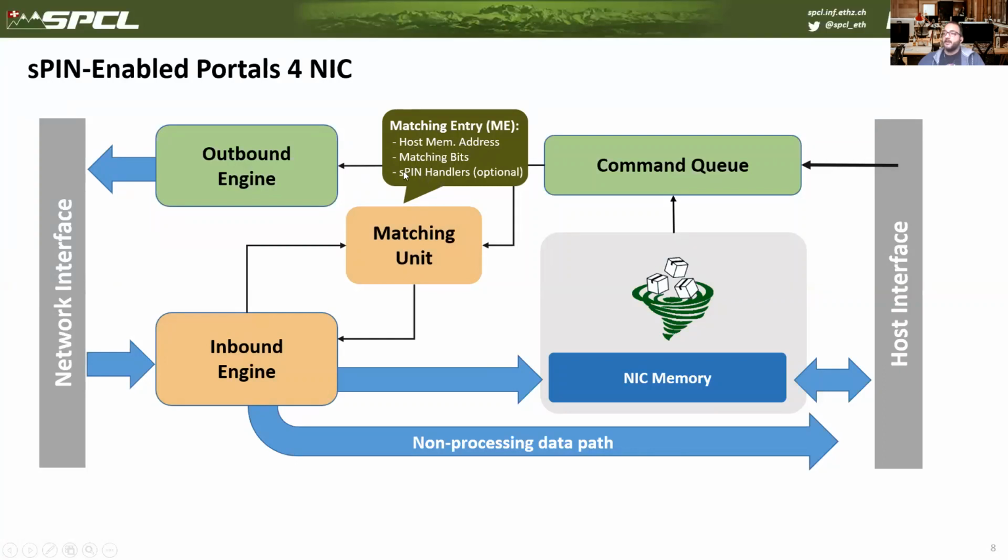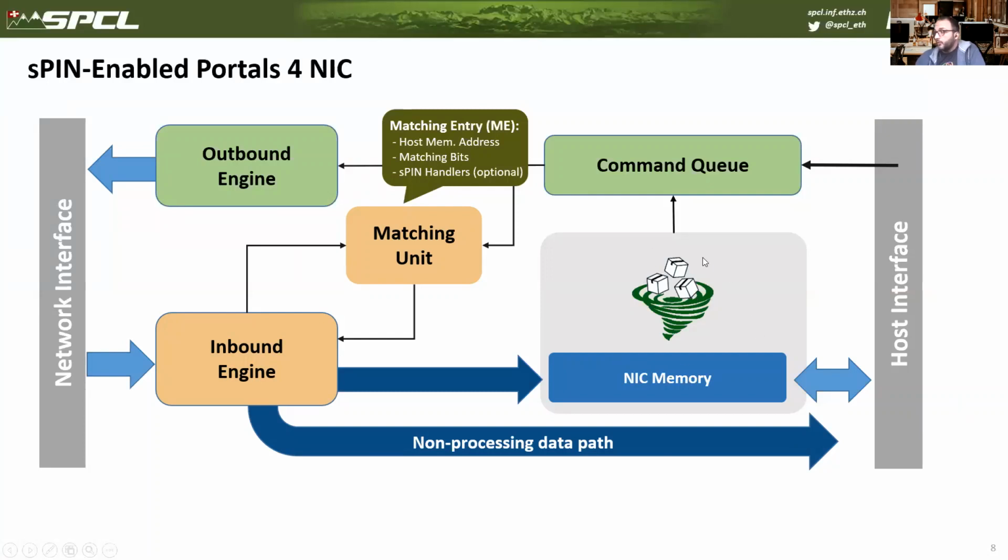We extend this concept and add these sPIN handlers. In this case, these are pointers to this memory here that point to the functions, the handlers we want to execute. So what happens is that you receive a packet, and you get an ME if there is a match. If there are sPIN handlers associated with that ME, then the inbound engine forwards the packets to the NIC memory in order to be processed. How they are processed, we will see in the next slide. Otherwise, if there are no sPIN handlers, the packets take the classical non-processing data path, where the data is just DMA'd to main memory without further processing.